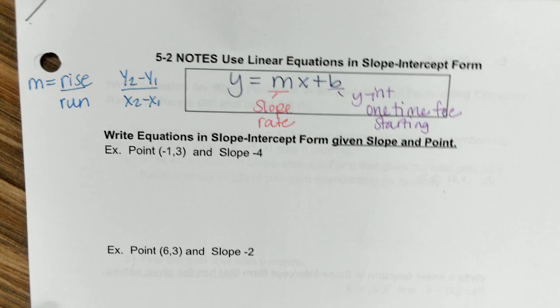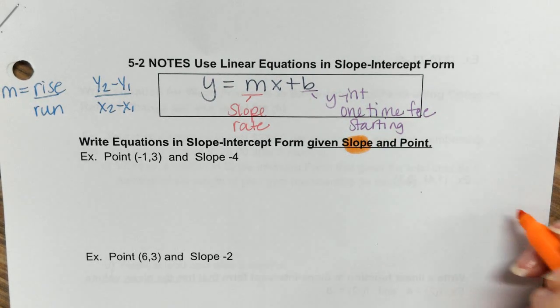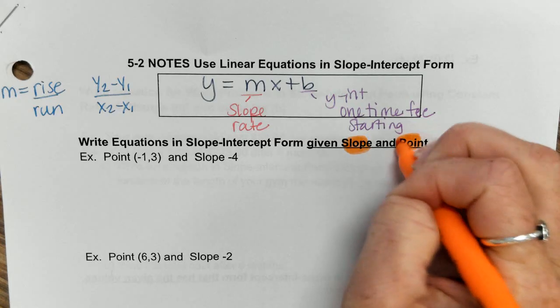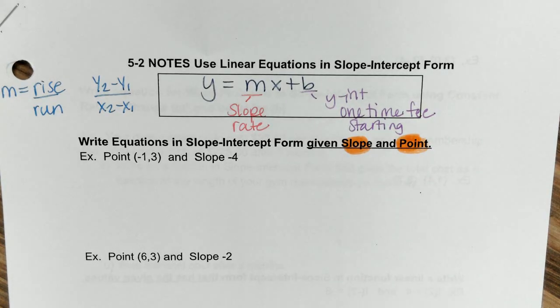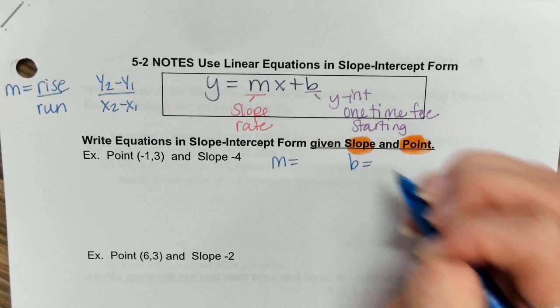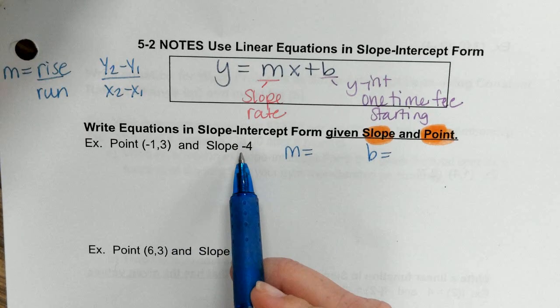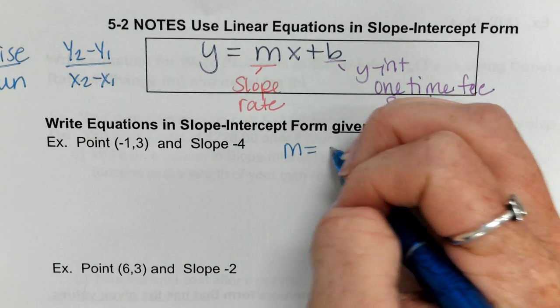Or like today, they're going to give you what? The slope and 1 point. So you're already going to have the m. So all you're going to have to solve for is the b. So I need an m and I need a b. Did they give me the m, the slope? Yes. So what is the slope?